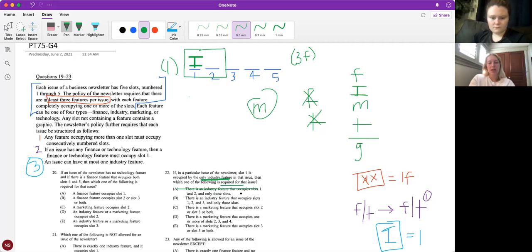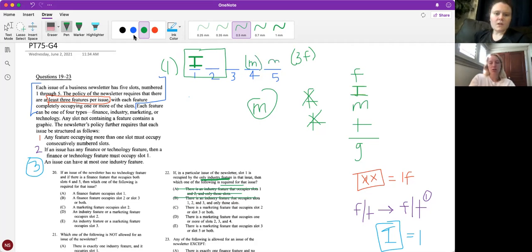And then B, there's an industry feature that occupies slots 1, 2, and 3, and only those slots. Again, we don't know if it occupies 1, 2. And actually, it couldn't occupy 1, 2, and 3 because you have to have 3 features. So you can't have it in 3. Well, I think you could because you could have marketing an individual feature and marketing an individual feature.